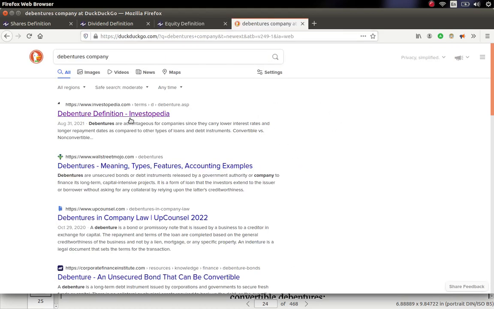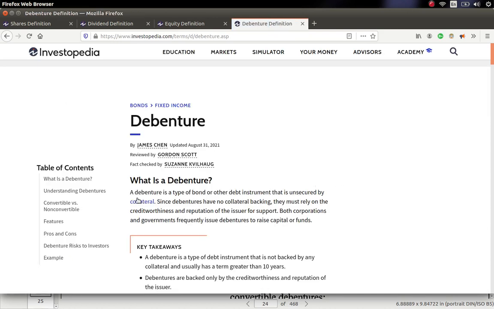And let's look at this debentures business. What debentures are? A debenture is a type of bond or other debt instrument that is unsecured by collateral. Since debentures have no collateral backing, they must rely on the creditworthiness and reputation of the issuer for support. Both corporations and governments frequently issue debentures to raise capital or funds.